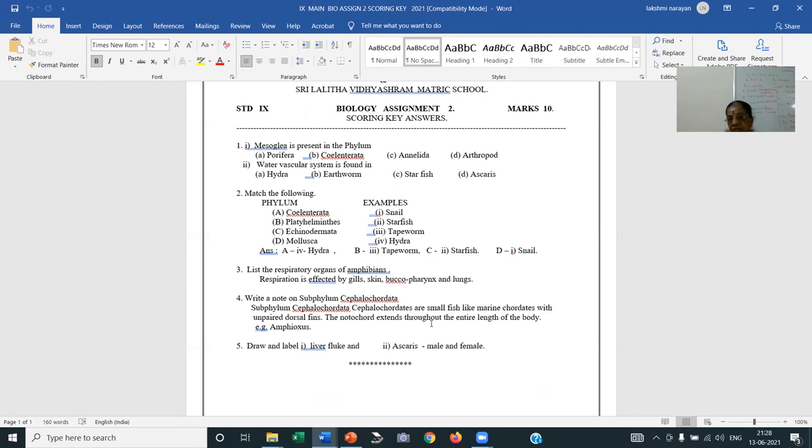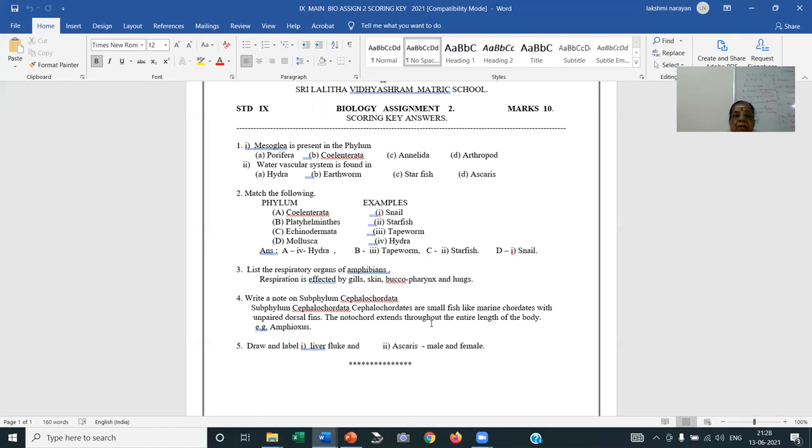Skin is known as cutaneous respiration. In buccopharyngeal respiration, the frog also breathes by opening its mouth. Pulmonary respiration is through the lungs. That is why the respiratory organs in amphibians are gills, skin, buccopharynx, and lungs. I hope you understand.